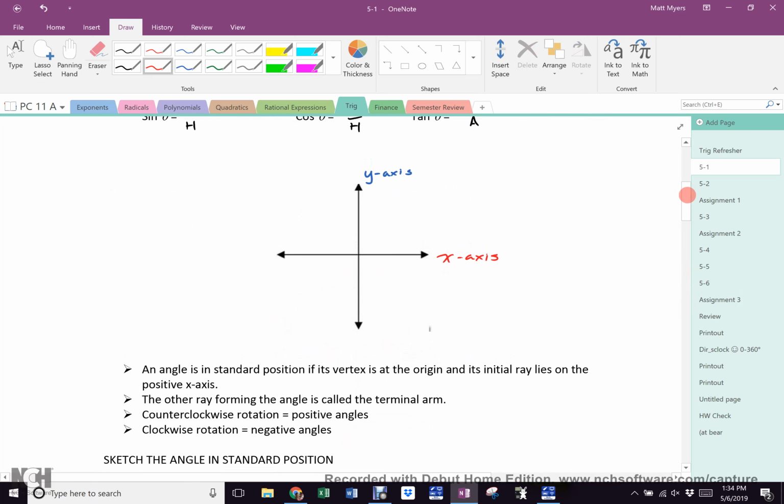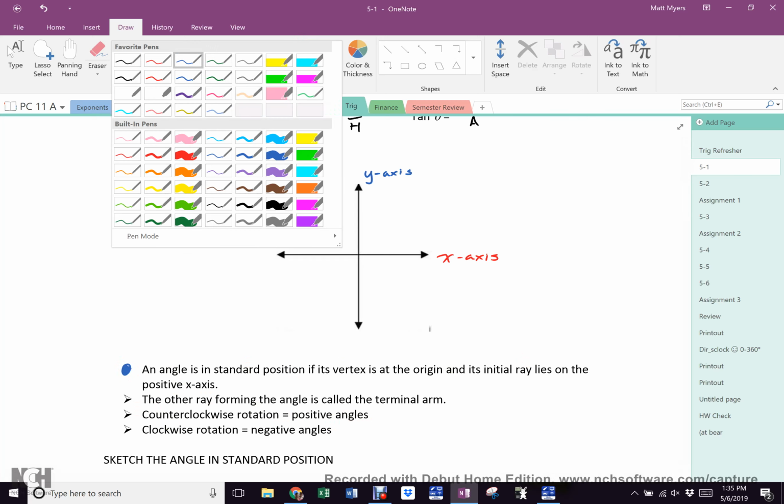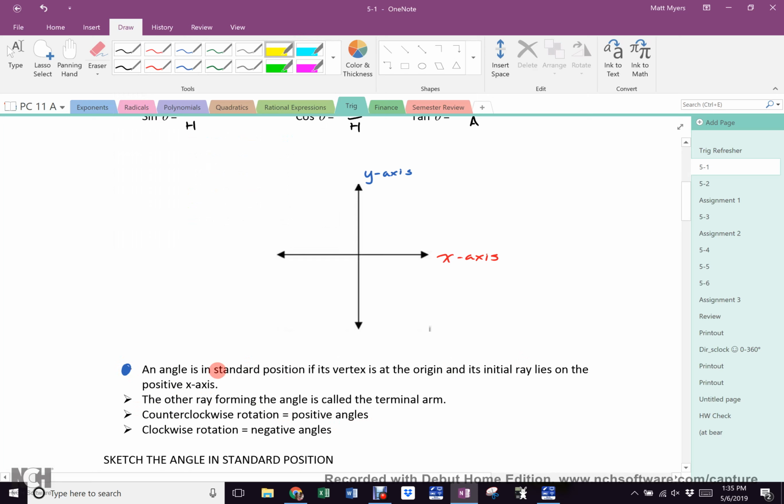Now, you guys should have all this instruction here, yes? We're going to talk about each of these. The blue is going to talk about this first line. I'm going to highlight the important words. You may want to underline them. Standard position: an angle is in standard position if its vertex is at the origin and its initial ray lies on the positive x-axis. So let's break that down a little. Standard position is what we seek.